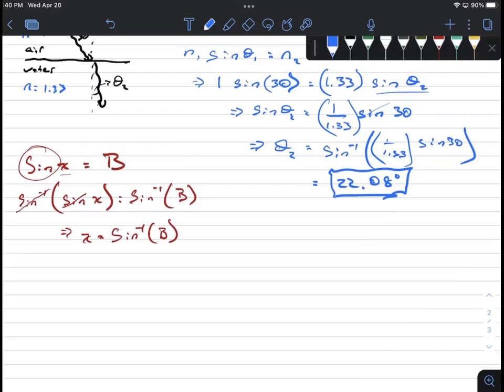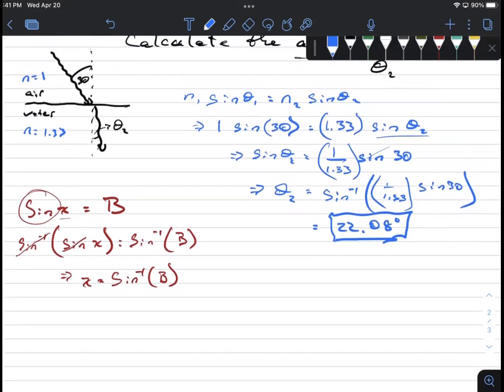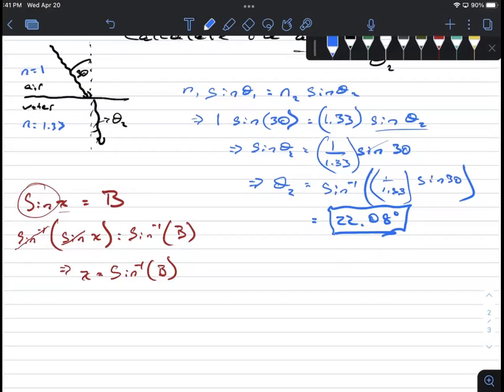Now I can look to see if this answer seems to be okay. And here's the rule. If you're going from one medium to another, and the second medium is more dense, it's thicker, its index of refraction is bigger, then theta 2 will always be a smaller angle because you bent closer to the normal. So if you're going from air to water, your angle should decrease. You're going from air to glass, your answer should decrease because you're always going from a less dense to a more dense medium. And in this case, we started at 30 and I end at 22. It got smaller, so that makes sense. It seems to be okay.